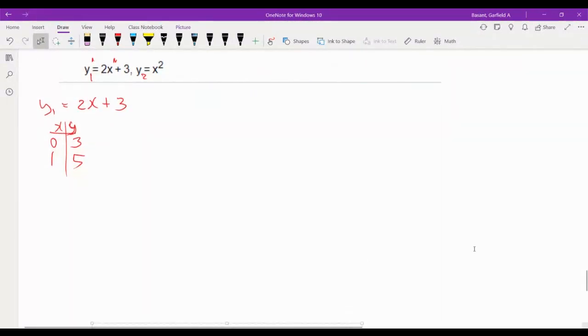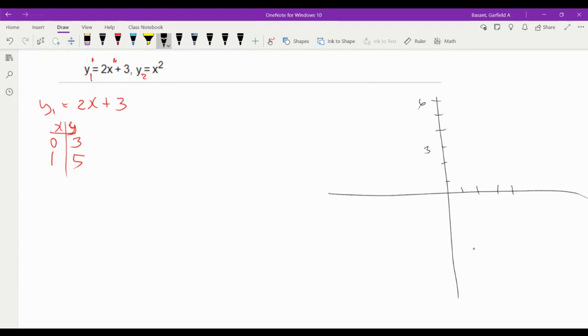I hope I haven't lost anyone yet. I'm not going to spend a lot of time teaching you how to graph a linear equation. Let's put some numbers here: 1, 2, 3, 4, 5, 6. So the first point would be (0, 3), and the second point would be (1, 5). So here we go, our line is going to look something like this. The right part is a little crooked, but that's our line.